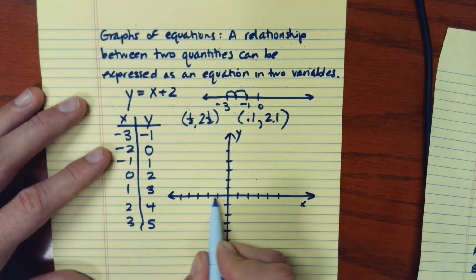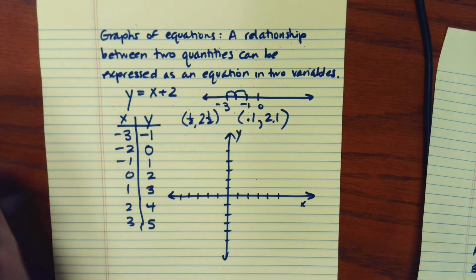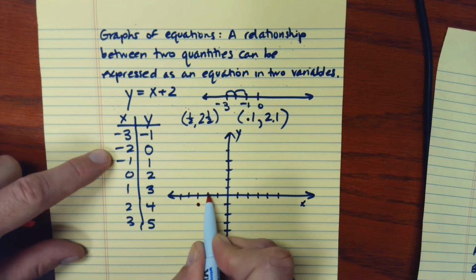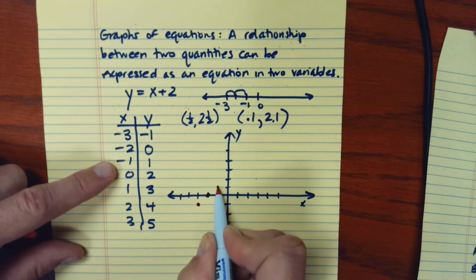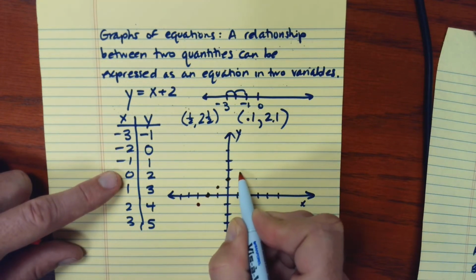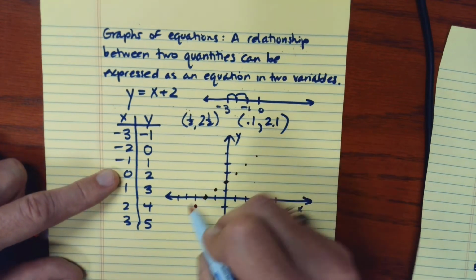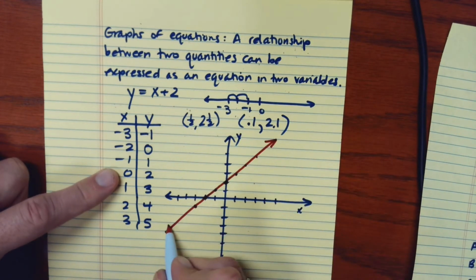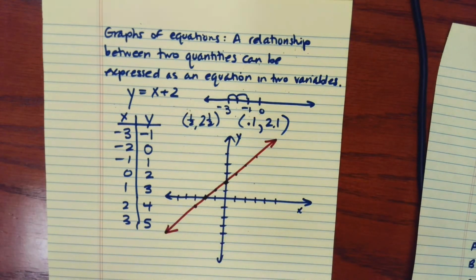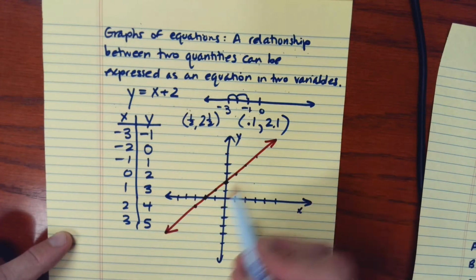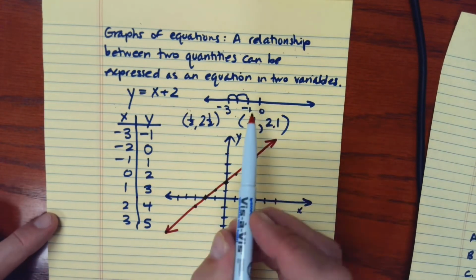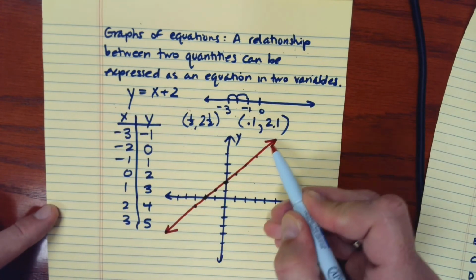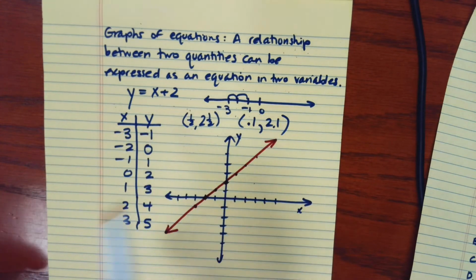So negative 3, negative 1: here's the first point. Negative 2, 0 is here. Negative 1, 1 is here. 0, 2, and so forth. I'll sketch a line that connects all these, but it goes on forever, so I'll cap each end with an arrow to make sure that's obvious. This is not a line segment, it's an entire line. So the relationship defined by this equation is represented by this line that goes through these points.